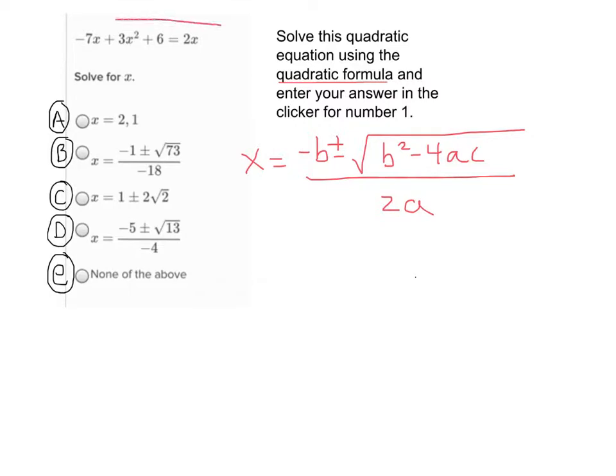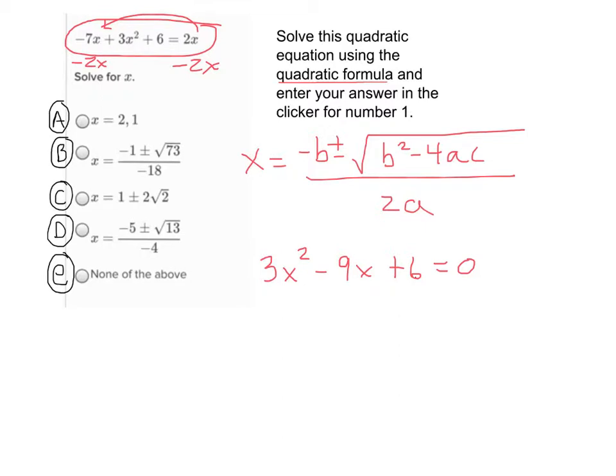Now I need to get everything in this problem on the same side of the equal sign. So I'm going to subtract 2x from both sides, there and there, to get that 2x to move to the left side. So when I do that, I have 3x squared minus 9x plus 6, and then there's nothing on the right, so we say equals 0.